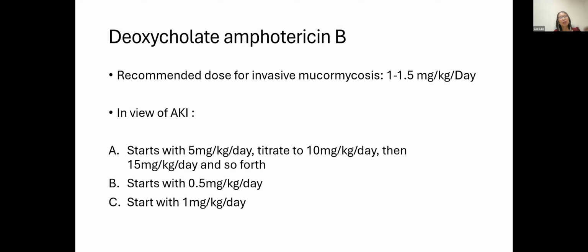Are you going to start slow with 5 milligram and increase it slowly over the next few days to 10, 15, 20, and so forth until we reach the level of 1 milligram per kg per day? Or are you going to dose it with half of the recommended dose, 0.5 milligram per kg per day? Or are you going to start with the recommended therapeutic dose, that is 1 milligram per kg per day, even though you know that the creatinine is impaired? So you can make your decisions and see what is recommended by the guideline.